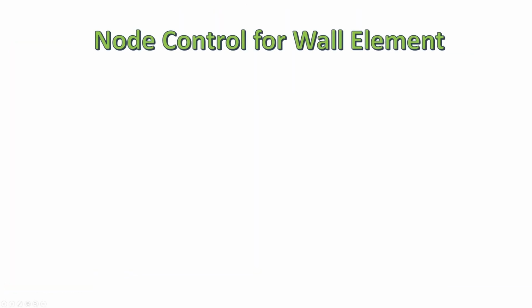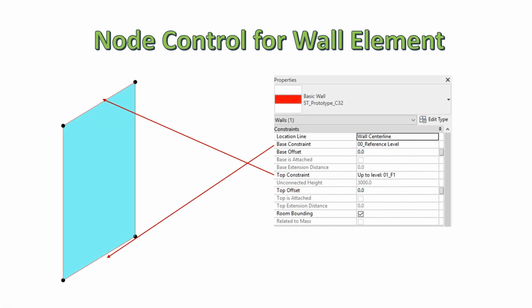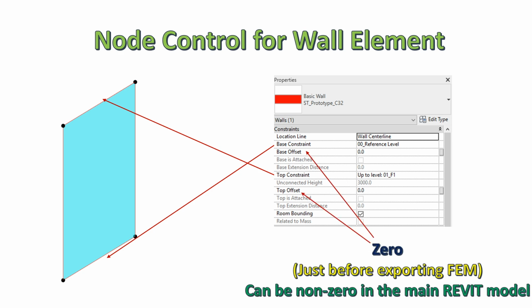To control the node of the wall element, both base constraint and top constraint parameters shall be as close as the actual level. For example, if the top of the wall is closer to the second floor level than the third floor level, the top constraint parameter shall be assigned to the second floor level, not the third floor level. The base offset and top offset parameters could be as per actual in the main Revit model.